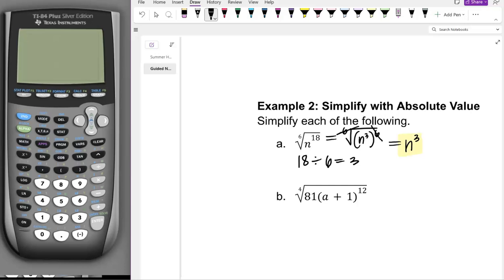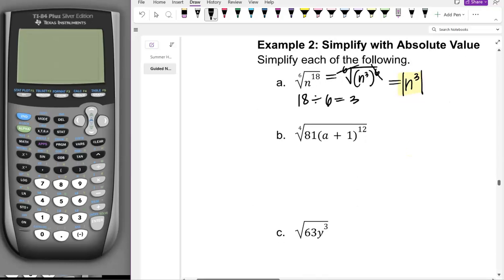Notice, we did the even root of an even power, and the answer was odd. We have to put an absolute value around this. The next one, it has two parts here. We have the factor 81, and then we have the factor a plus 1 to the power of 12.